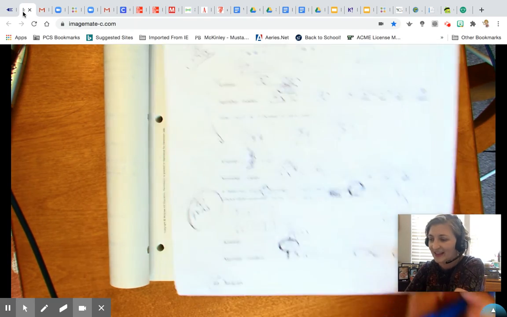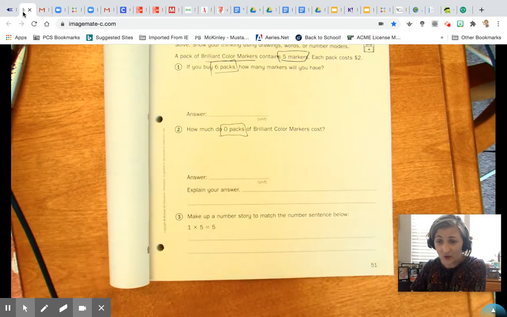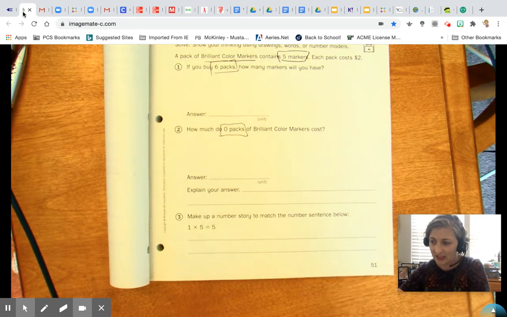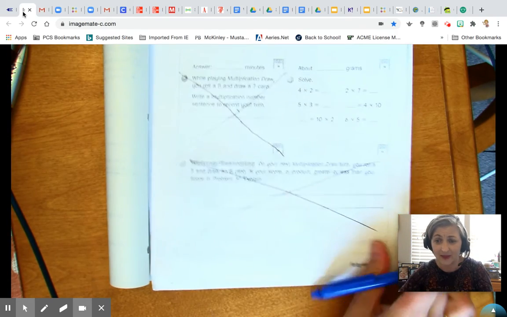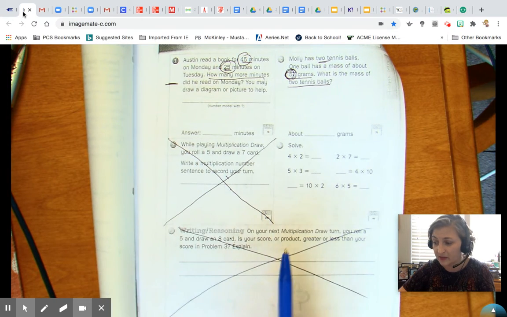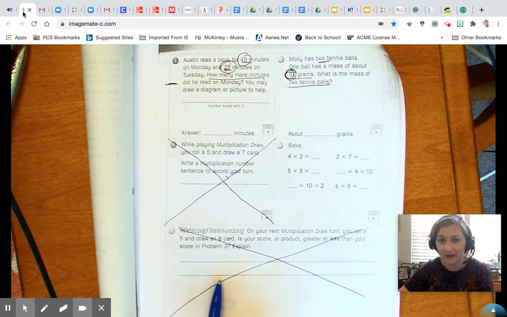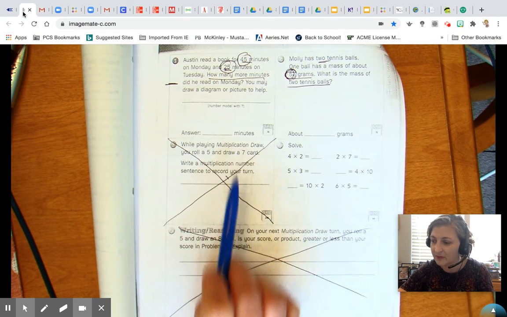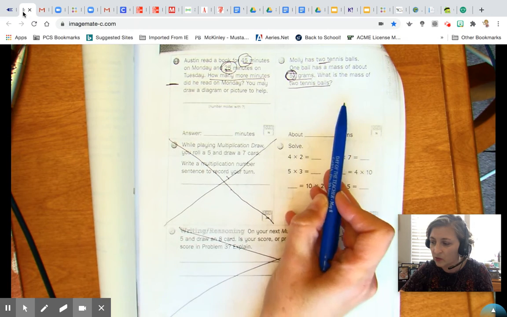Okay. For math boxes, I had you cross out 2 problems today, because they're about games that we would usually play in the classroom. But since we're not in the classroom, we can't play them. So you can cross out number 3 and number 5. Okay. And you're only responsible for number 1, 2, and 4.